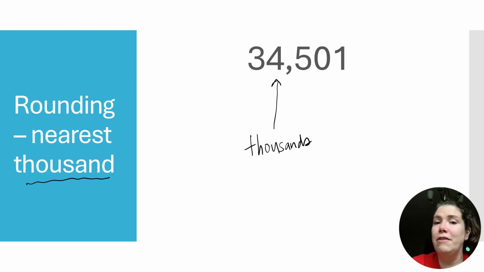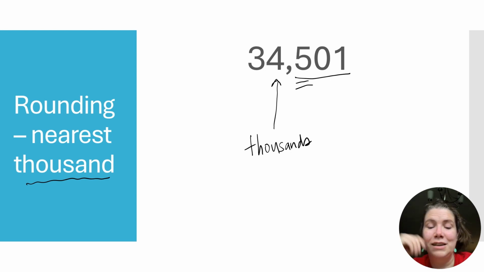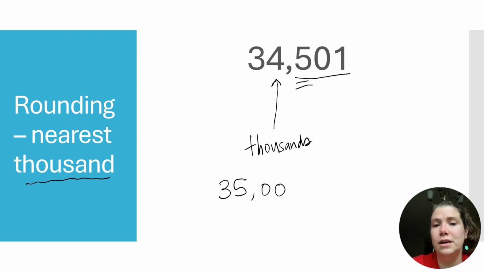I have 501. Since that 5 is right there, 5 is my point where I'm going to go up. I'm going to round up if I have 5, 6, 7, 8, 9 in that adjacent place. I'm going to round down if I have 0, 1, 2, 3, 4. So since I have a 5, I'm going to round this up, and I'm going to round this to 35,000. So 34,501, if we round that to the nearest 1,000, we get 35,000.